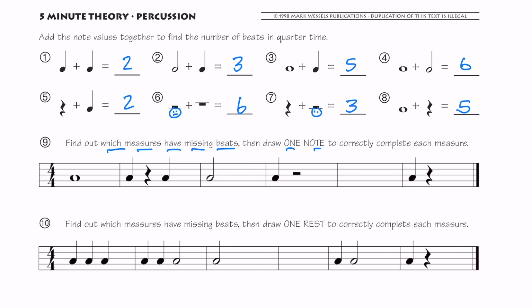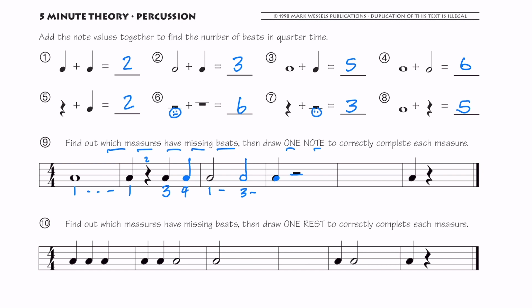So in this measure, how many counts is that? 1, 2, 3, 4. Not missing a note, so I don't draw anything. Next measure, 1, 2, 3. All right, I'm missing a count, so one count is a quarter note. 1, 2, so that would be 4. 1, 2, I'm missing how many counts? 2. So I'm going to draw another half note.